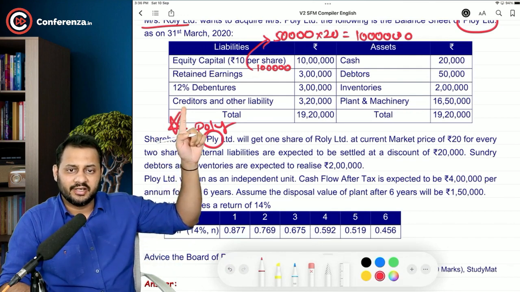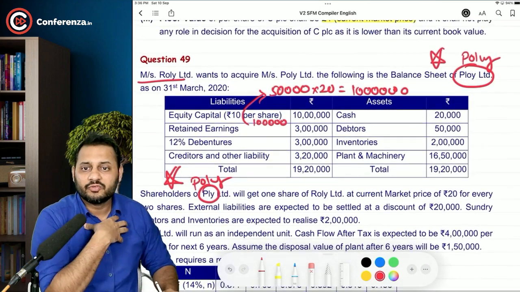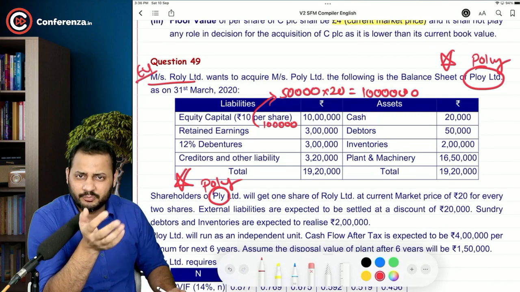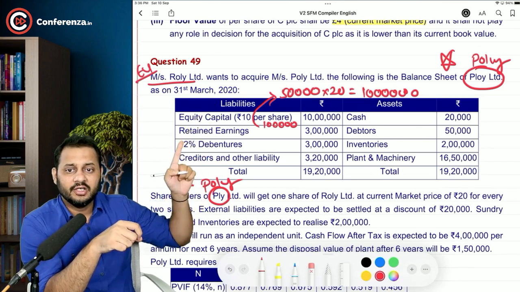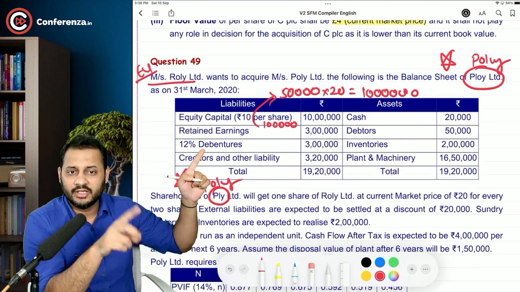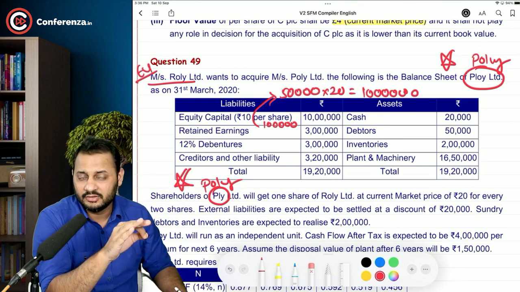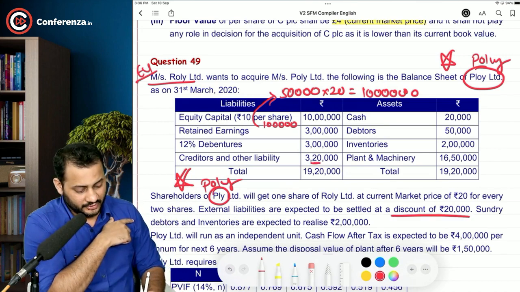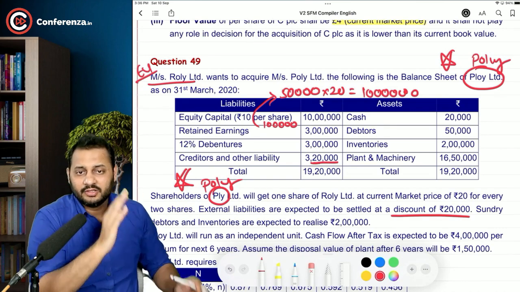External liability, this is creditors and other liability. This is the debenture. We will take over the debenture as it is. This is also our liability. So from Rolly Limited, if you think from the enterprise value point of view, we are giving the equity shareholders 10 lakh rupees of shares. We will be discharging the debentures also, 3 lakh. So that's 13 lakh. And the creditors and other liabilities will be settled at 3 lakh at a 20,000 rupees discount. So 13 plus 3, 16 lakh rupees is the liability.